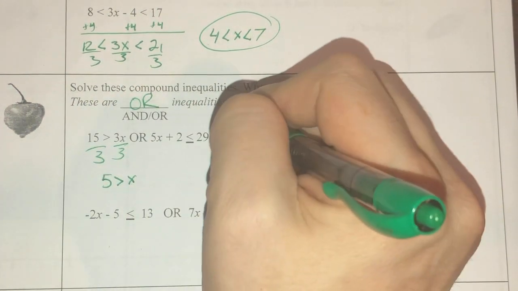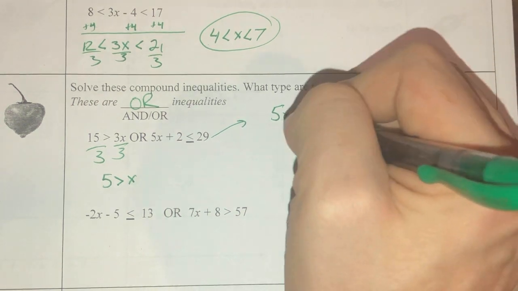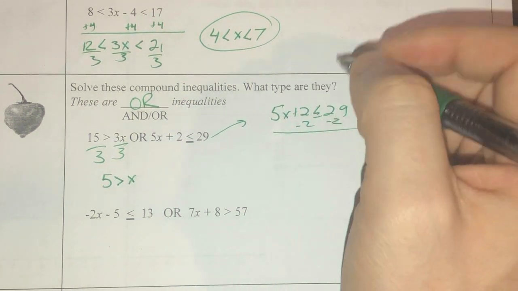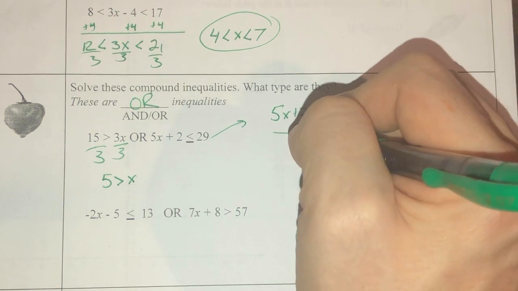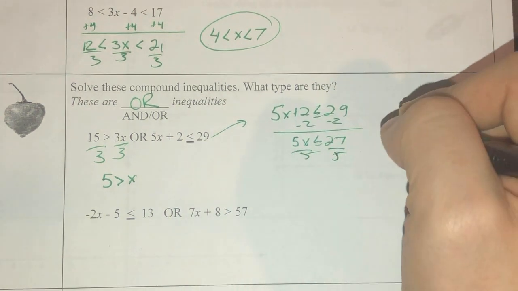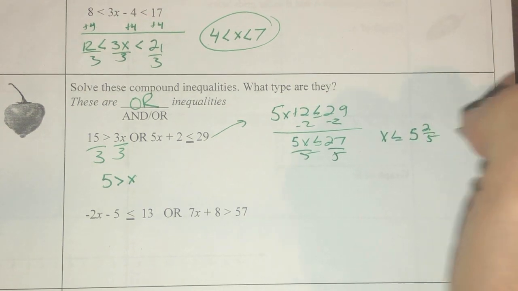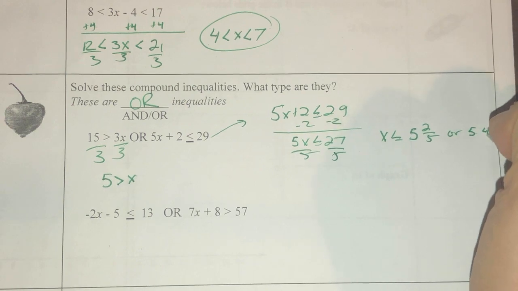Then I'm going to solve this one. I come up here, 5x plus 2 is less than or equal to 29. So I subtract, and I get 5x is less than or equal to 27. Divide by 5, divide by 5. x is less than or equal to 5 2/5, or 5.4.